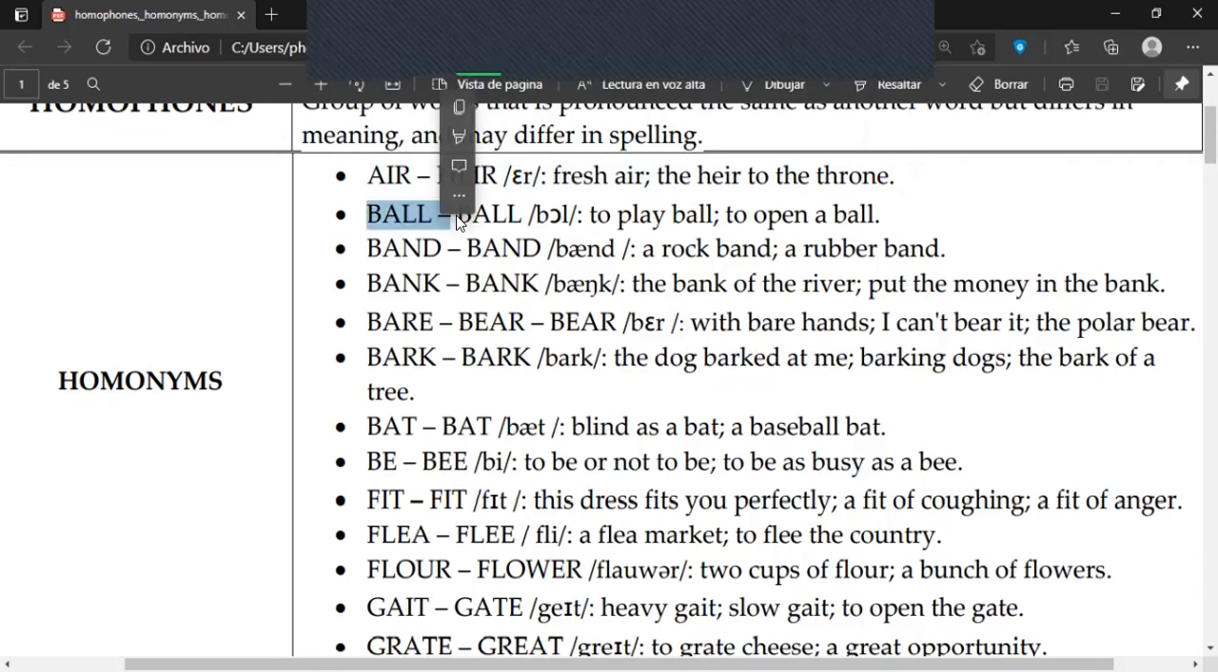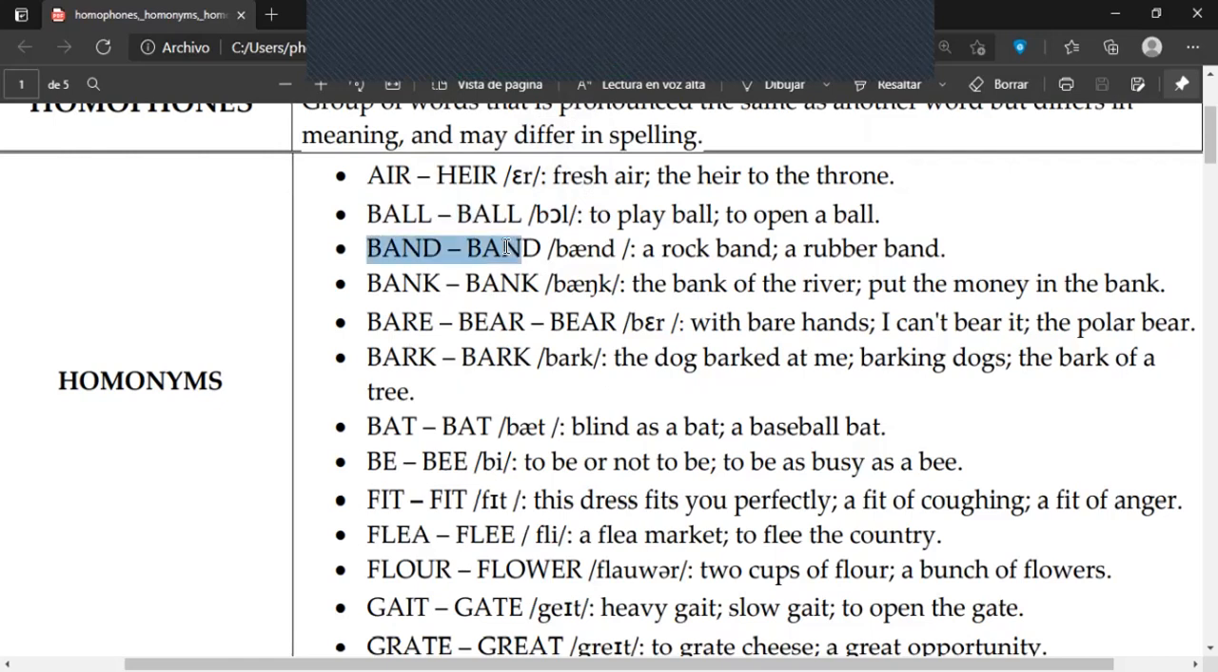Then you have ball and ball. This is the pronunciation here. The first one is the round shaped object that you use to play different sports such as baseball, tennis, soccer, basketball. And the second one is a room for dancing. A room meant for dancing is a ball.